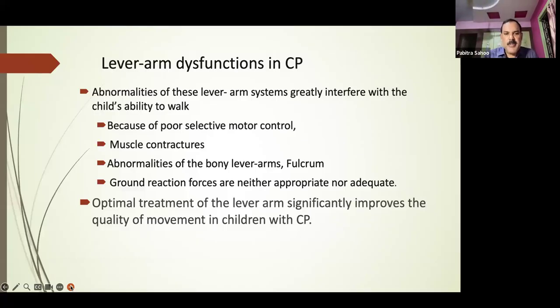So optimal treatment of the lever arm significantly improves the quality of movement in children with CP. The ultimate aim with the surgery, with the therapy, with the bracing is to optimize the lever arm to get appropriate movements around the joint in case of cerebral palsy.